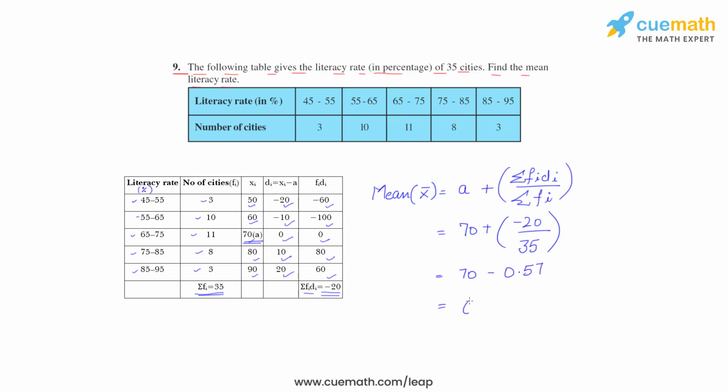So it is equal to 69.43%. So the mean literacy rate is 69.43%.